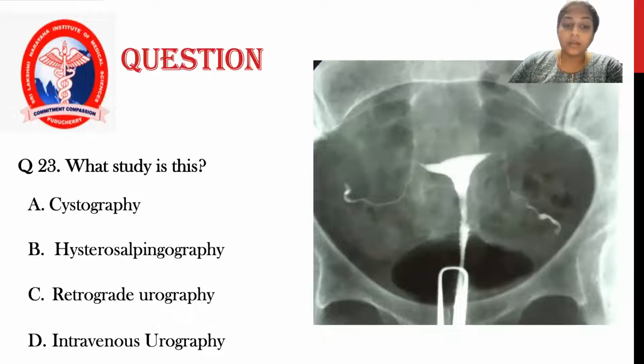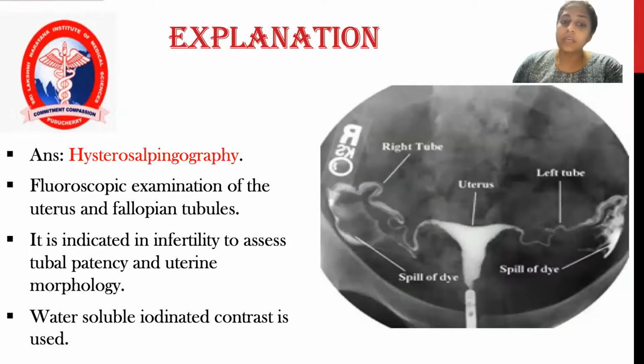What is this study? So again, this is a pelvic X-ray, so it should be some pelvic organ. Can it be cystography, hysterosalpingography, retrograde urography, or intravenous urography? This is a case of hysterosalpingography. This is a fluoroscopic examination done to normally visualize the uterus and the fallopian tubes. The most common indication for this study is infertility, where we usually assess the uterine pathologies or the tubal patencies. The contrast used is iodinated contrast, which is water soluble.